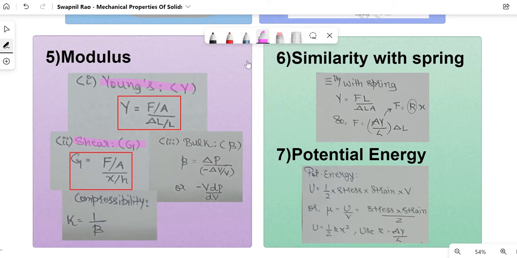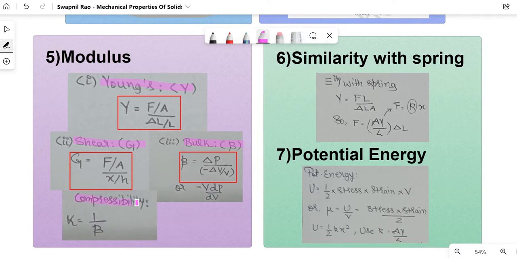Next one would be bulk modulus, which is given by beta, and again, as you've seen above, it would be volume stress by volume strain, or hydraulic stress by hydraulic strain. And the formula is given above. But if you notice, a minus sign is included. The reason is that there is a decrement in the volume. When the change in volume happens, the volume is getting decreased, so I've included a negative sign. You can also include d instead of delta, that's why I've put dP by dV.